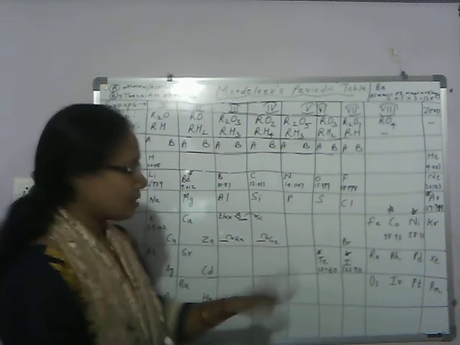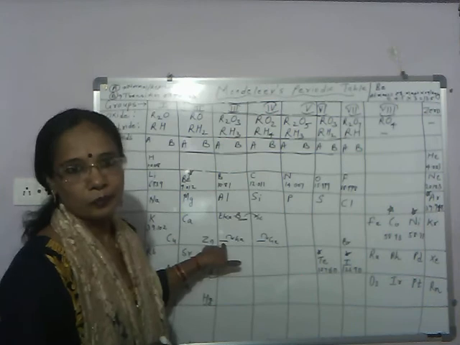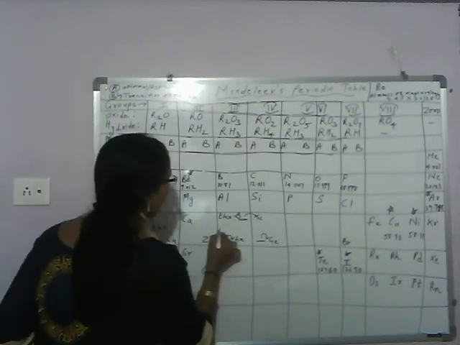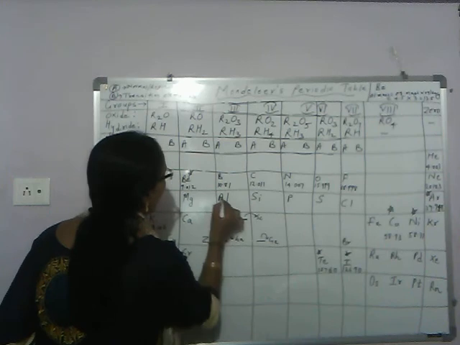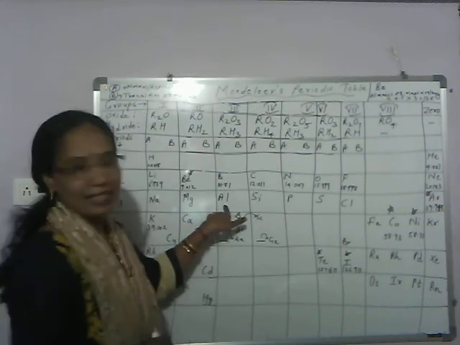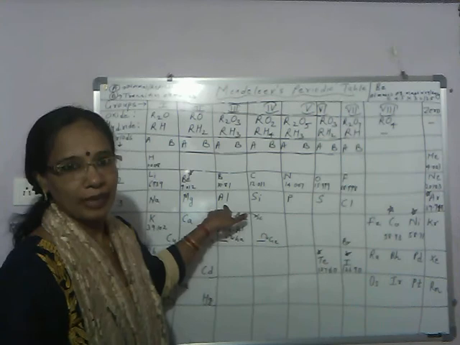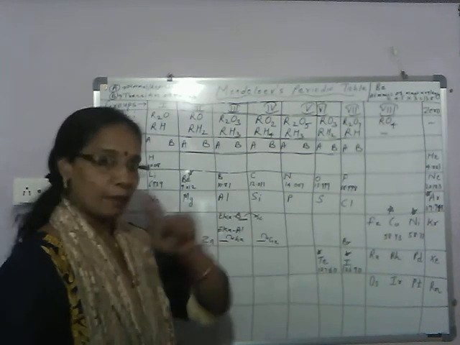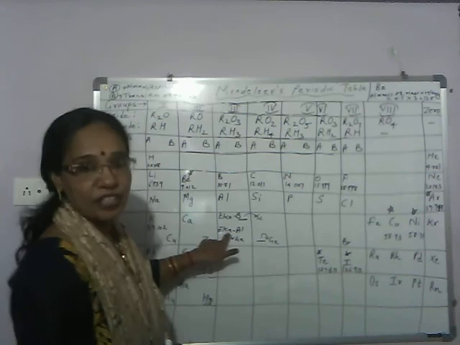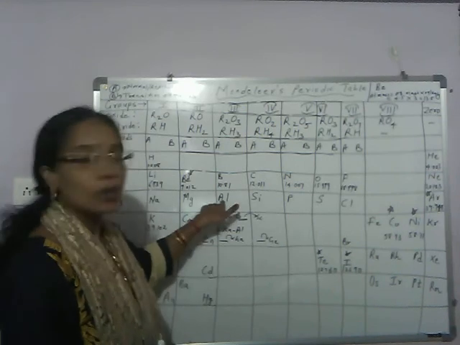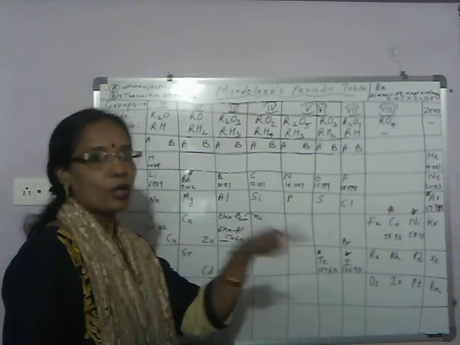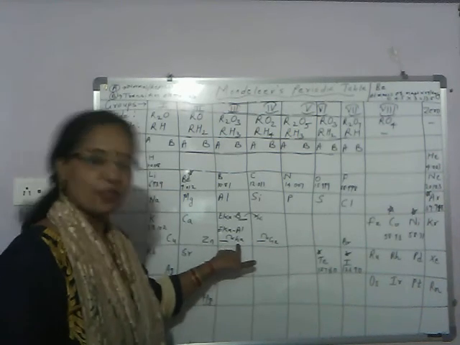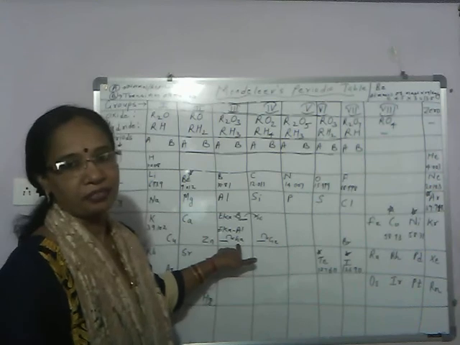Next, the second blank space which he left, he named that element ekah aluminium, on the basis of the preceding element of this group. Ekah aluminium means first element after aluminium, and he predicted that the properties of this element will be similar to aluminium. Later the element discovered was gallium, Ga, and the properties were as predicted by Mendeleev.